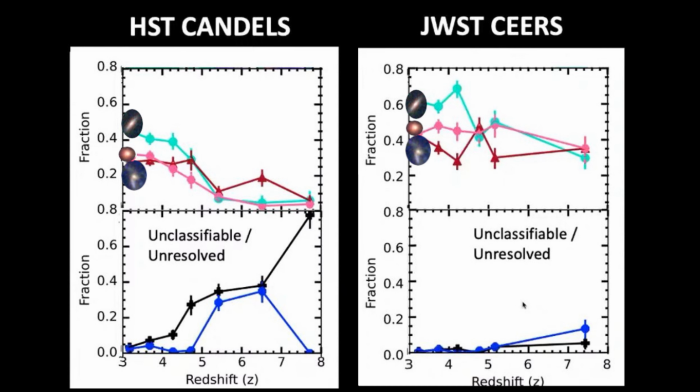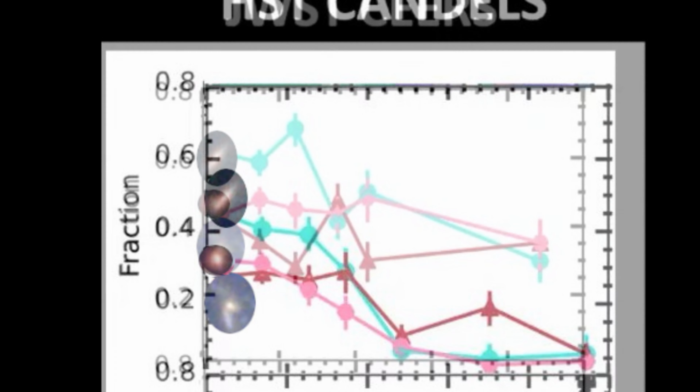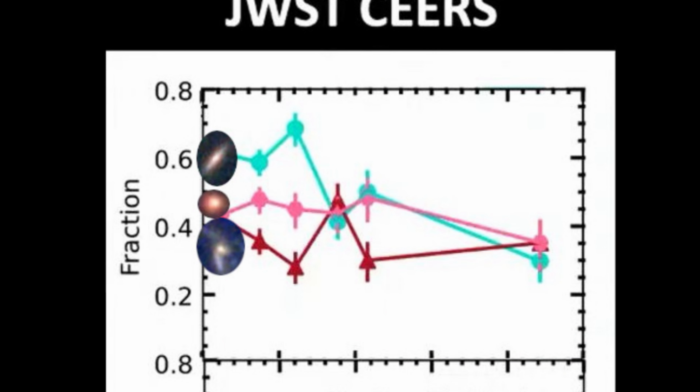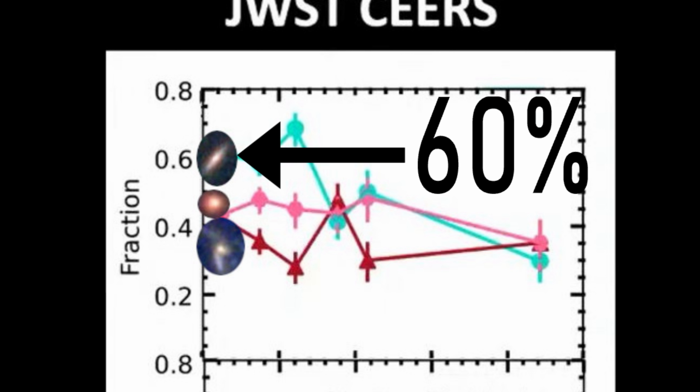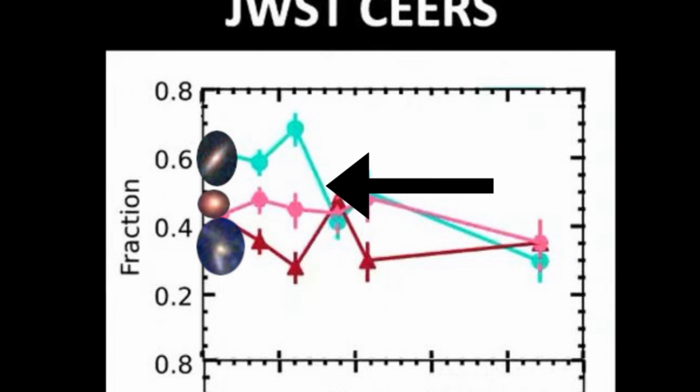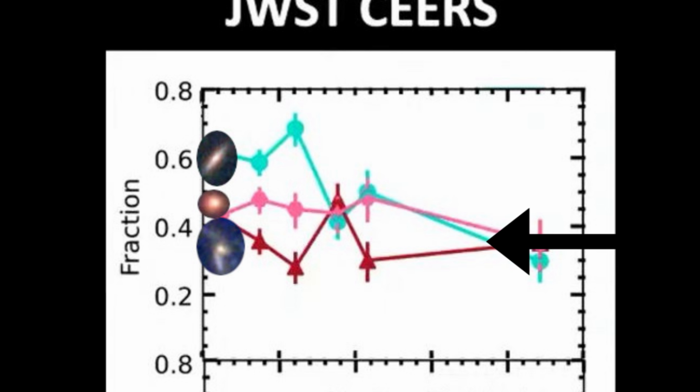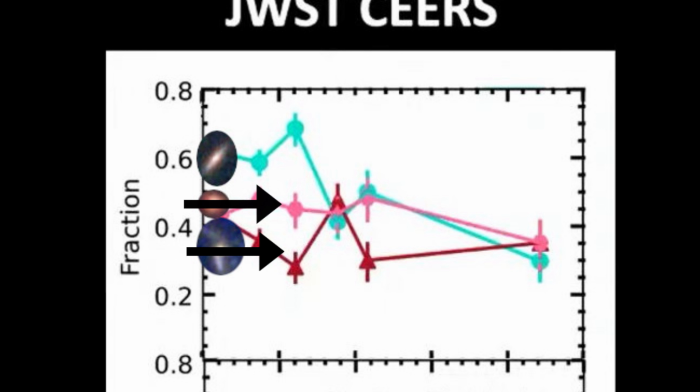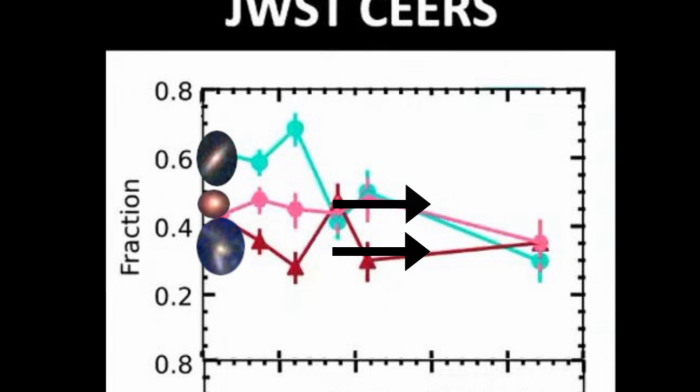When we look at the same classifications with the JWST data, essentially everything jumps up. All of the fractions are now higher. So disks make up 60% of galaxies between redshifts 3 to 5, and then slowly declines to about 30 to 40%. Spheroids and irregulars make up a roughly constant fraction across all of these redshifts.